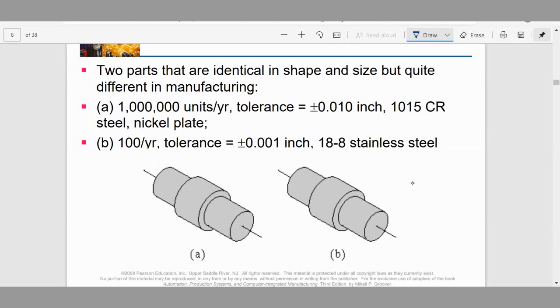So shape and size are the same, but still they are quite different, and they cannot be accommodated in a single part family or in a single machine cell, because in the first part, check the tolerance. This is only 0.010 inch, right? And in the second part, the material type is also very different, and the tolerance is 0.001 inch. You need an automation system for part B, because you need a very best quality product for part B. And for part A, it's okay. 0.01 inch tolerance is also eligible and acceptable.